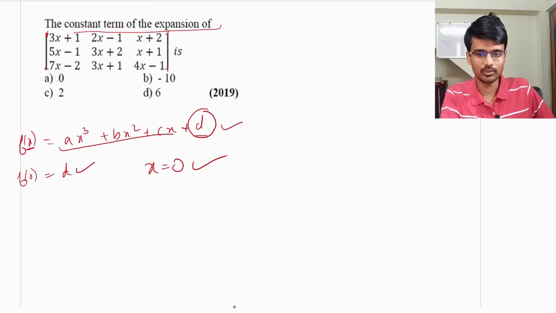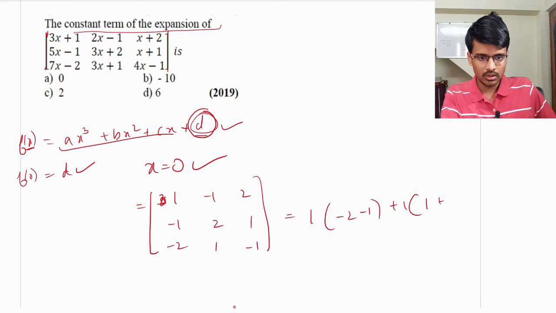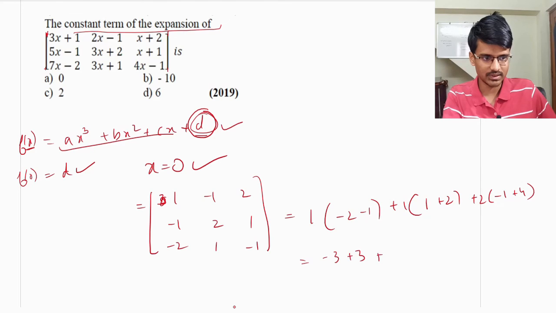So what do I get? What will happen to my matrix? It will be 1, minus 1, 2, minus 1, 2, 1, minus 2, 1, minus 1. So I just need to evaluate the determinant of this. That will be the constant term. So what is the determinant? 1 times 2 minus 2, minus 1 times minus 1 plus 1, plus 2 times 1 minus 2 plus 2, 2 2s are 4. So this is minus 3 plus 3, 3 2s are 6. So the correct answer is option D.